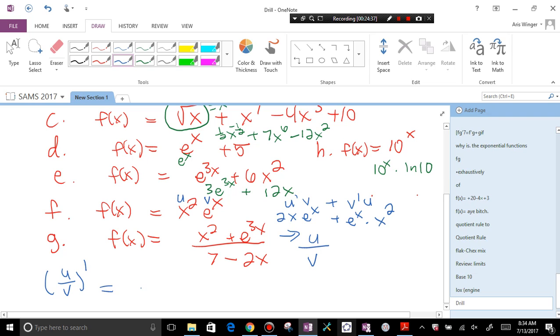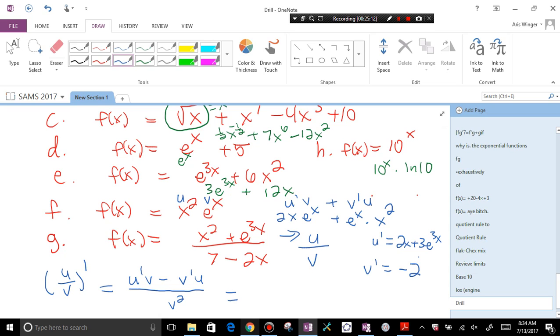U over v prime is equal to u prime v minus v prime u, all over v squared. It shouldn't matter to a mathematician. Okay, so u prime in this case is the derivative of x squared, which is 2x. The derivative of e to the 3x is 3e to the 3x. V prime is the derivative of 7, which is nothing, and the derivative of negative 2x, which is negative 2. And you use the formula.